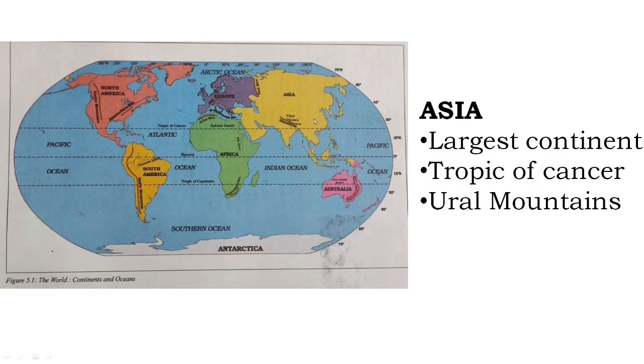Asia. Asia is the largest continent. The Tropic of Cancer passes through the continent, which passes through India, and India is in Asia. And Asia is separated from Europe. This is Europe, this is Asia. It is separated from Europe by the Ural Mountains here. This is the Ural Mountains. The combined land masses of Europe and Asia is called Eurasia.